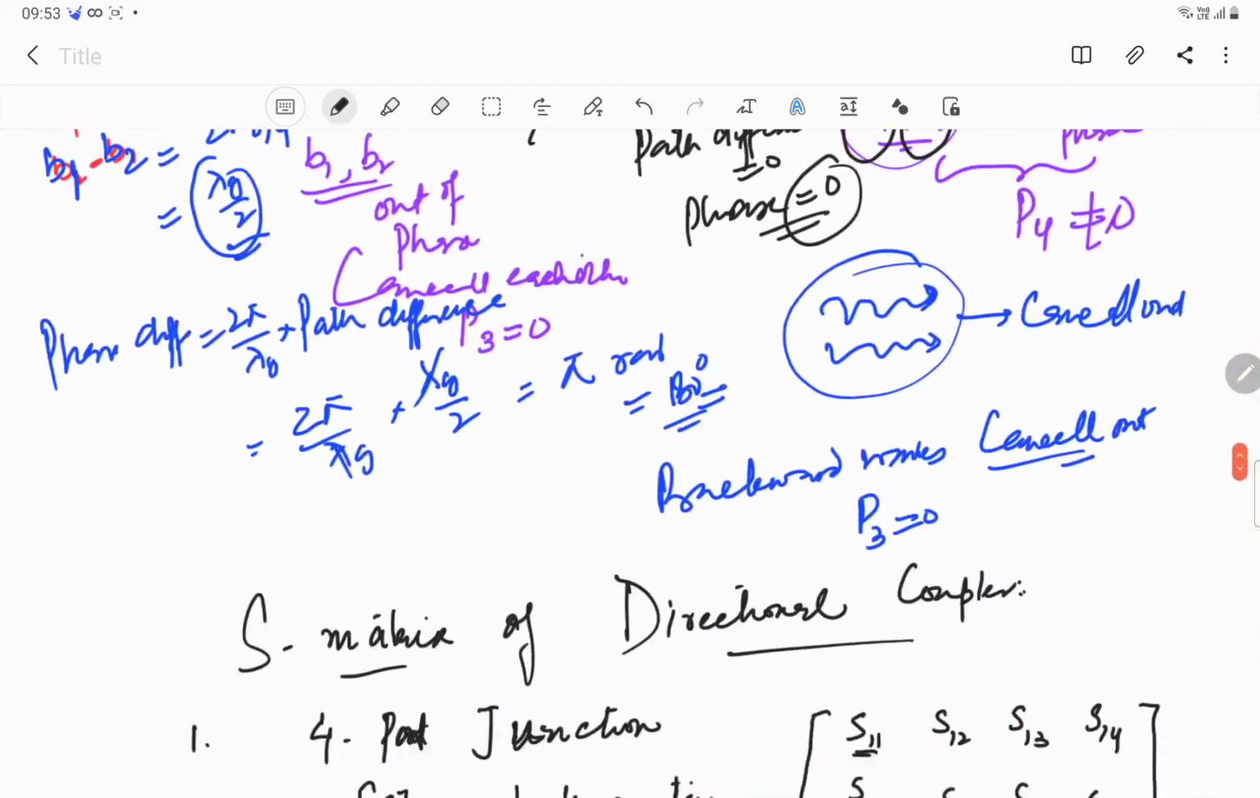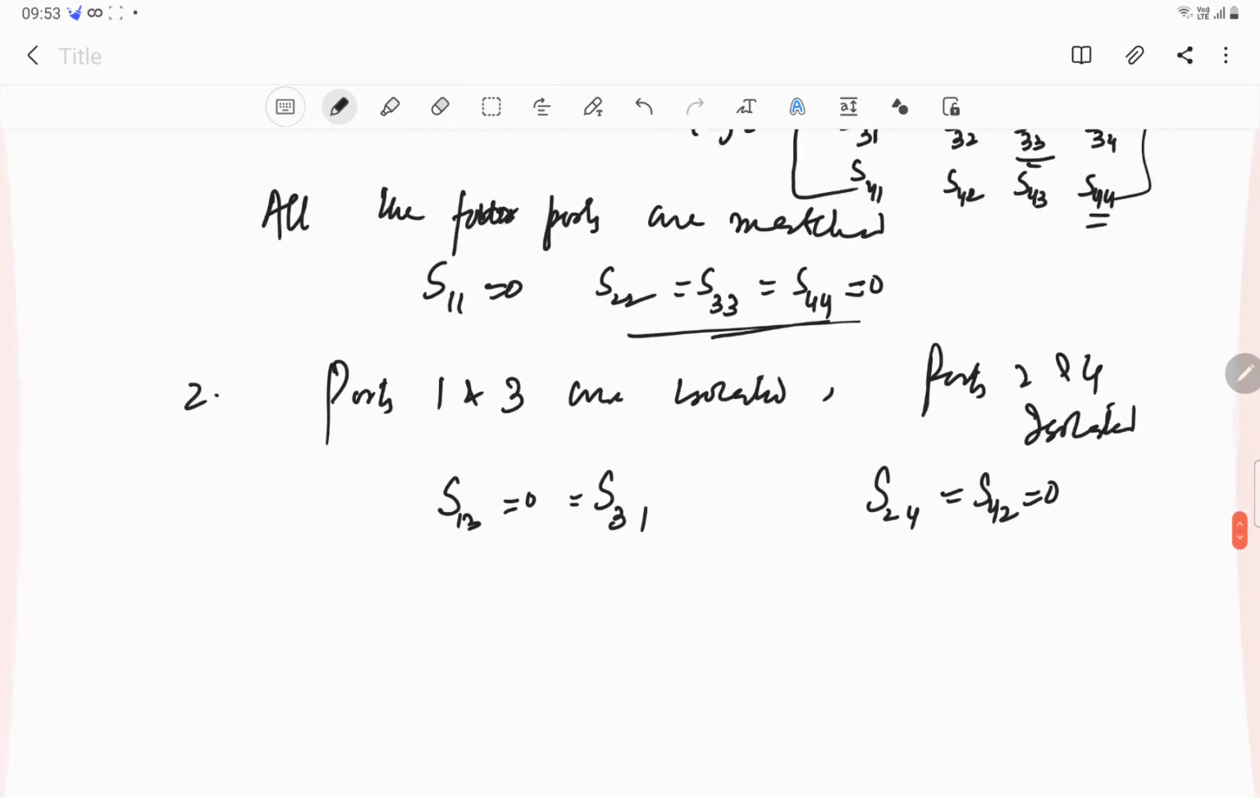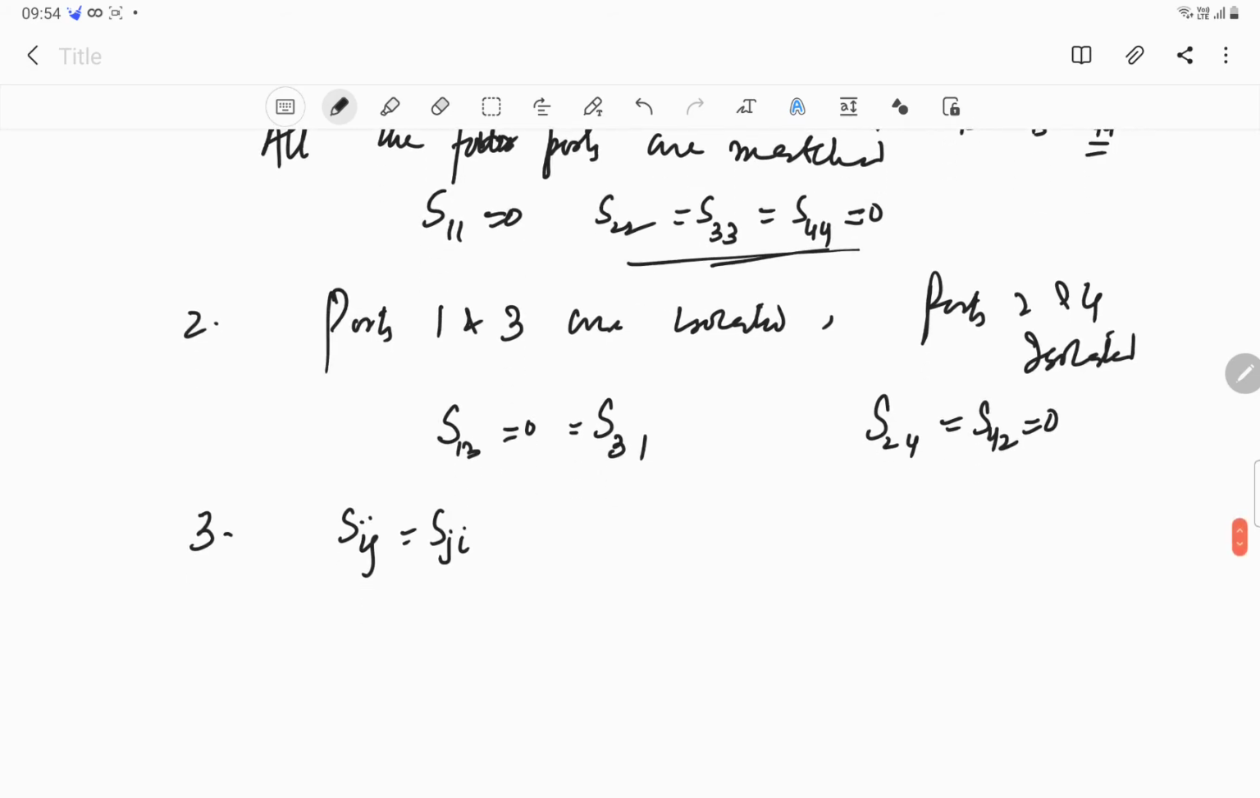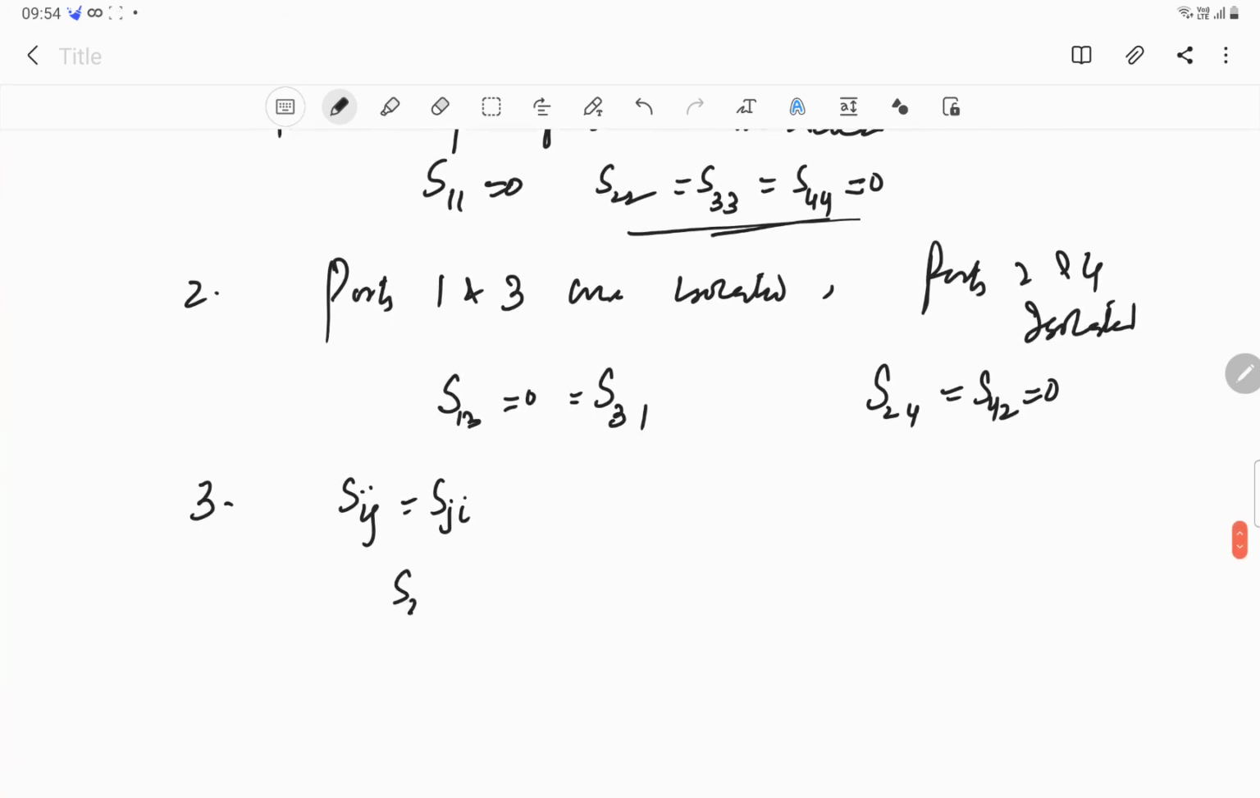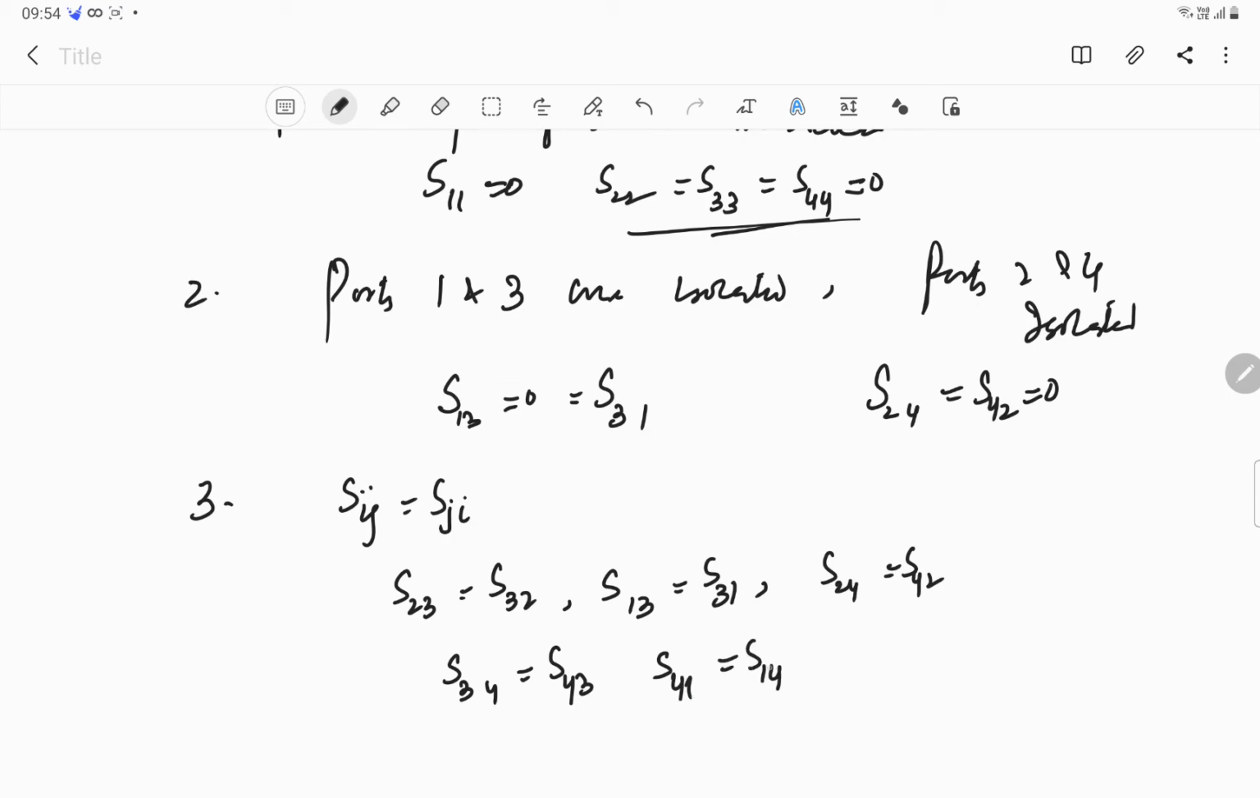Now moving to this point number 3, as I said, it's a symmetric network, so that means Sij is the same as Sji, which in turn means S23 should be the same as S32. The ijth element is the same as the jith element. S13 is the same as S31. S24 is the same as S42. S34 has to be the same as S43. Likewise, S41 is the same as S14.